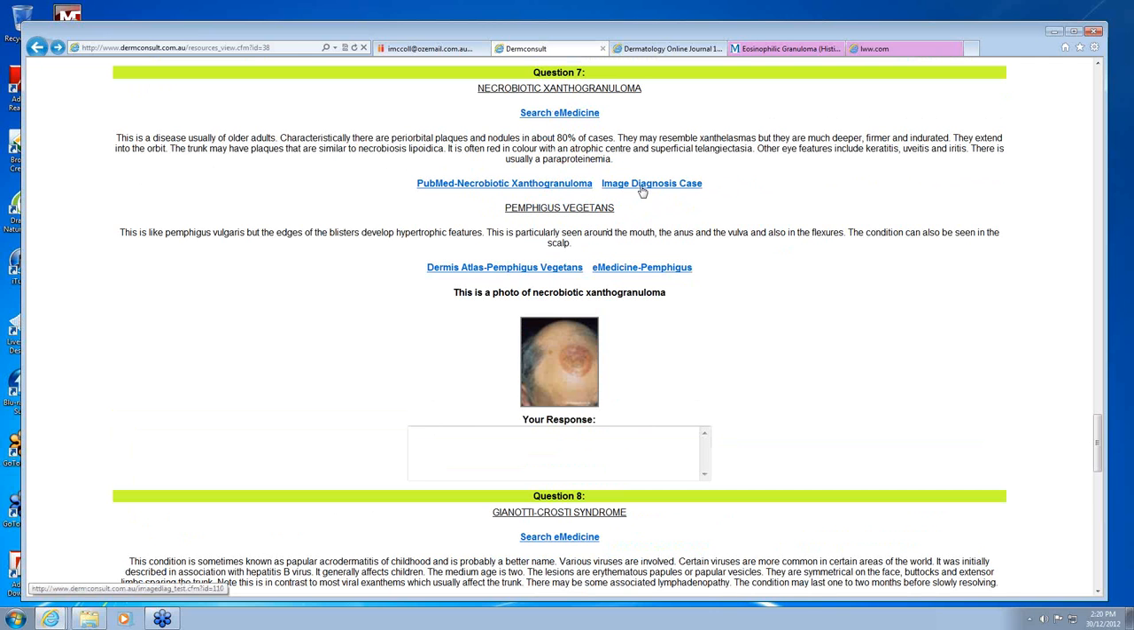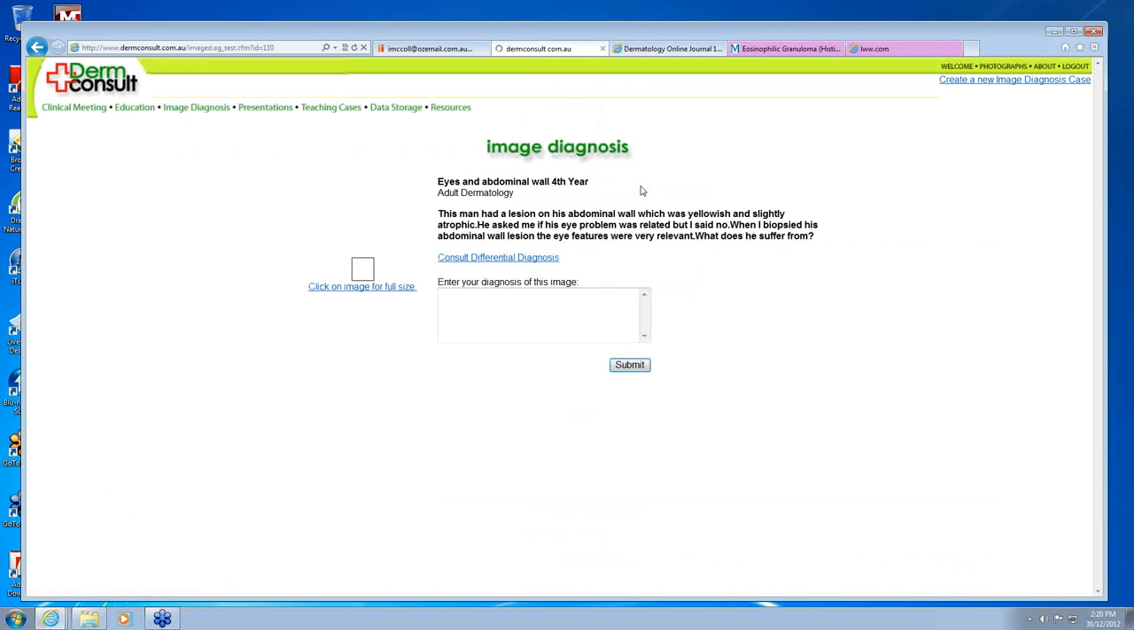I don't think that image diagnosis case will come up. Maybe, let me click on this. I haven't tested this link.